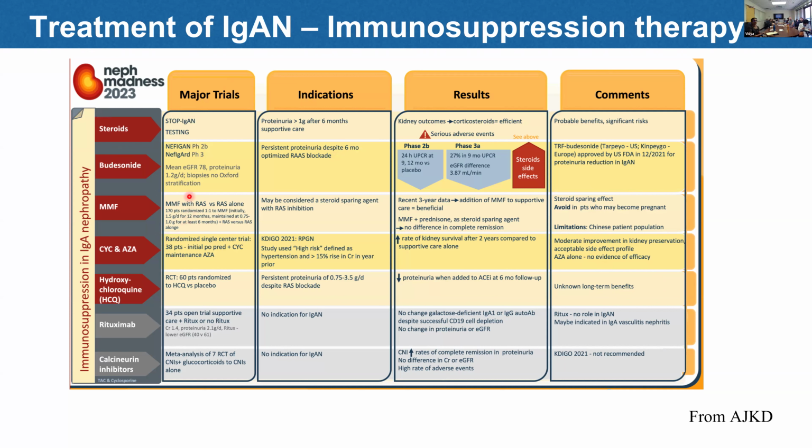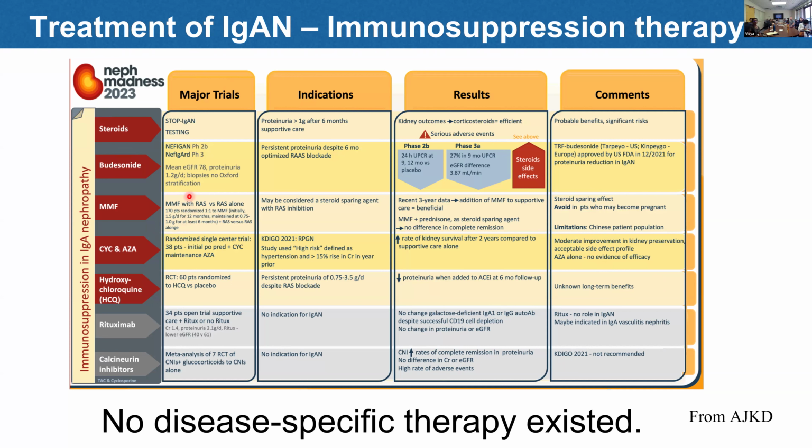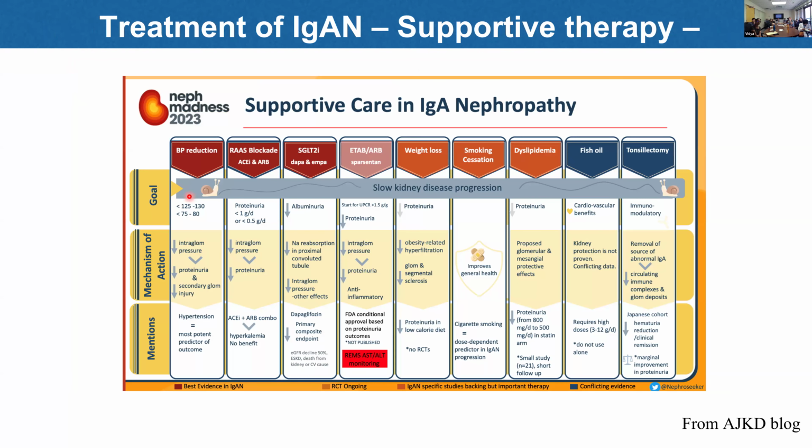However, no disease-specific treatment with a high evidence level had been reported. Therefore, in former times, nephrology physicians mainly performed supportive therapies such as blood pressure control with RAS inhibitors, captopril, something like that, and smoking cessation and dyslipidemia therapy.